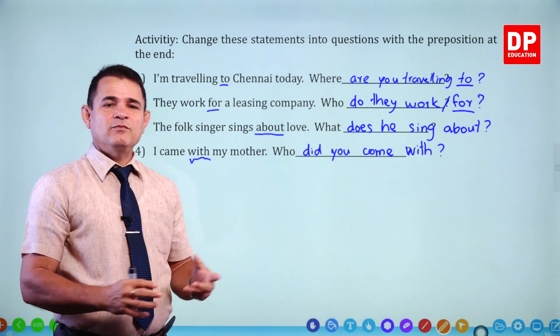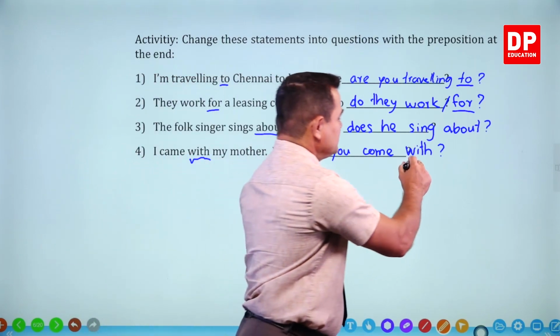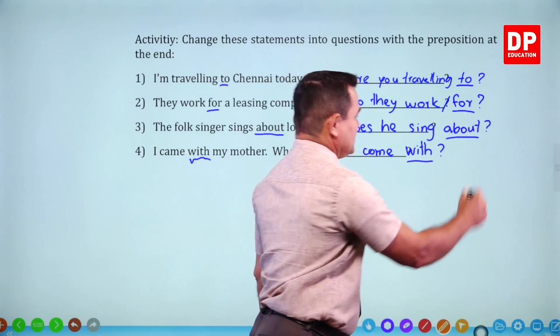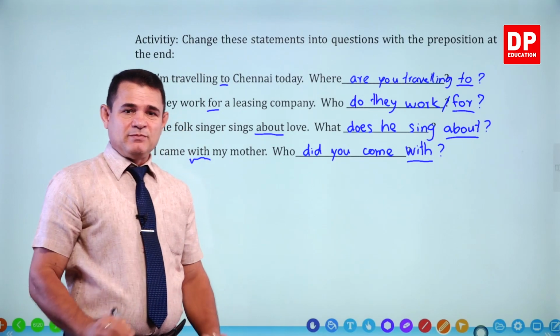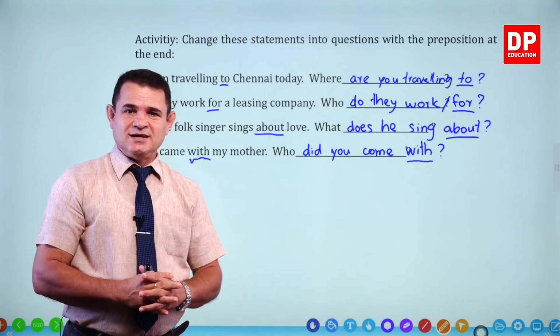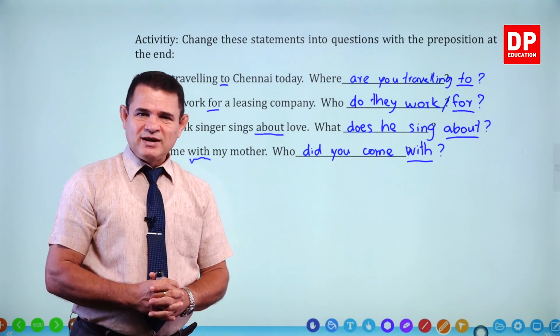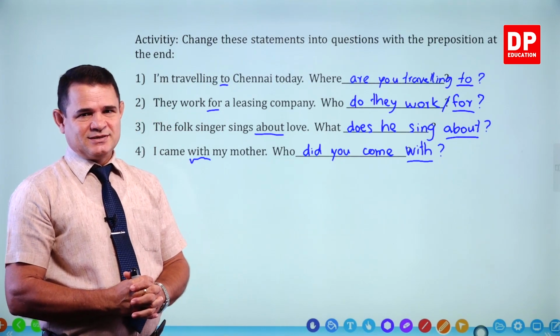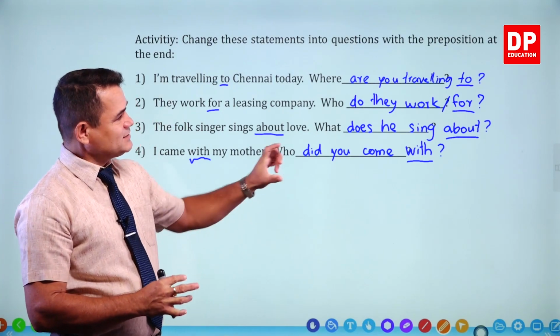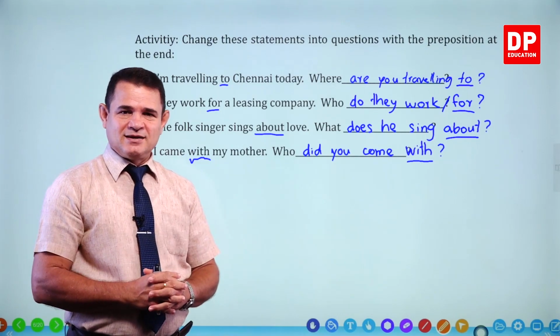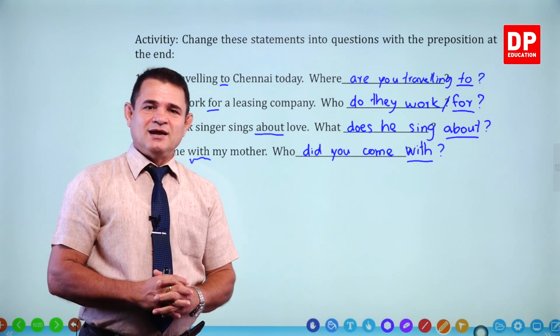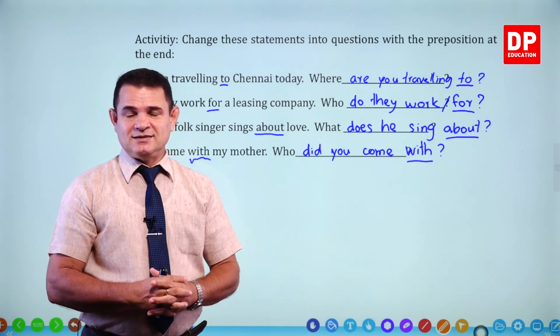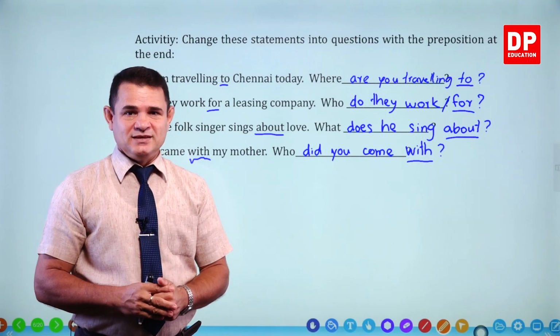Who did you come with? You have used the preposition at the end. බලන්න preposition එක අගට පාවිච්චි කරලා ප්‍රශ්න ඇහුවා. Very interesting types of questions. හරිම ලස්සන question pattern එකක්. Practice this one and try to make more and more sentences, more and more questions of this type.